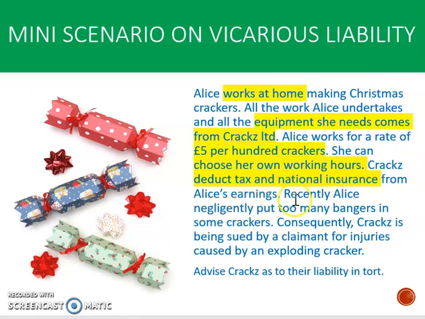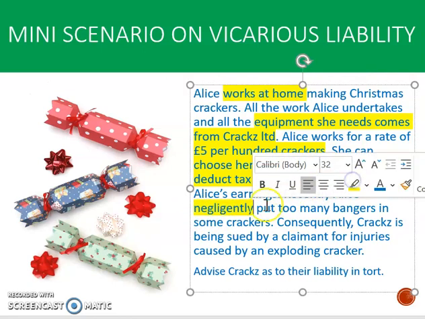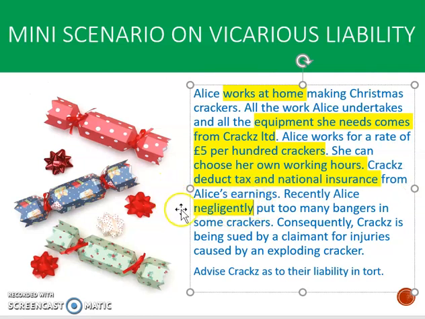Recently, Alice negligently put too many bangers in a cracker. I'm going to highlight that negligently because that's telling us she has committed a tort, which is requirement 1 for vicarious liability. Consequently, Cracks is being sued for injuries. Okay, so what we've got here is information about how she works and the fact she's done something negligently. In this particular scenario, we're not given any information about what she was doing at the time when she put these extra bangers in the crackers.